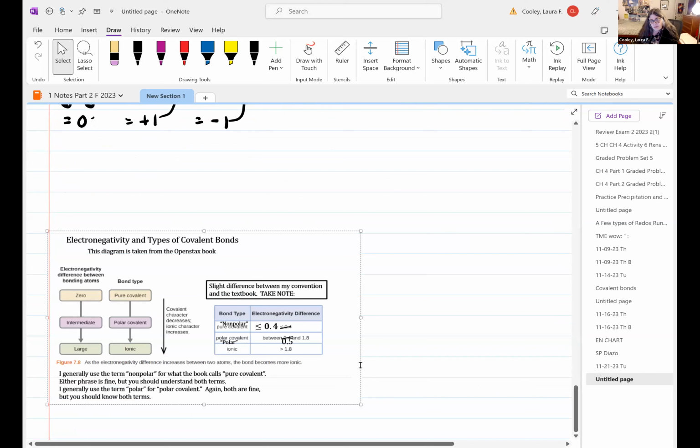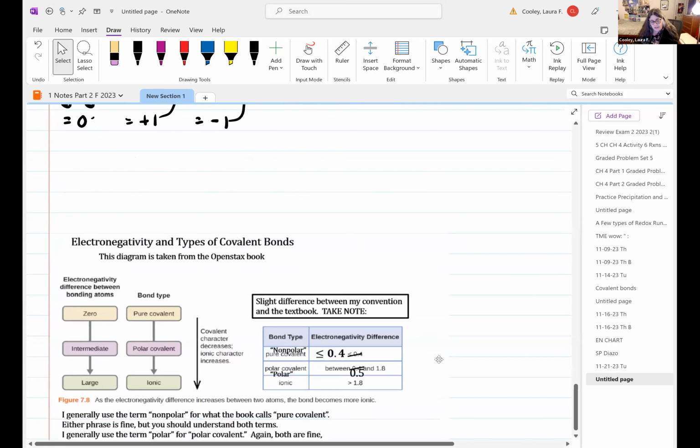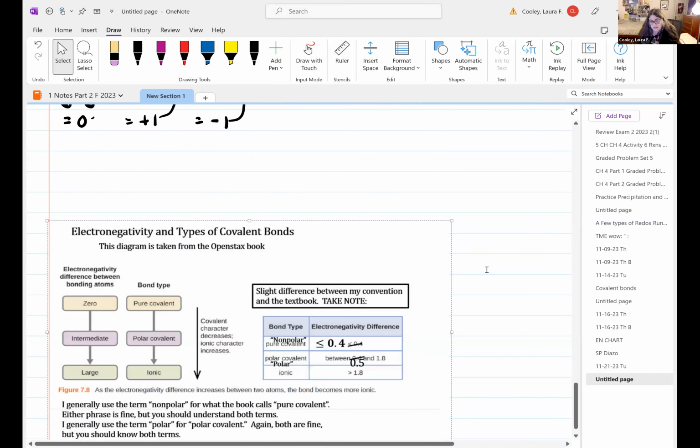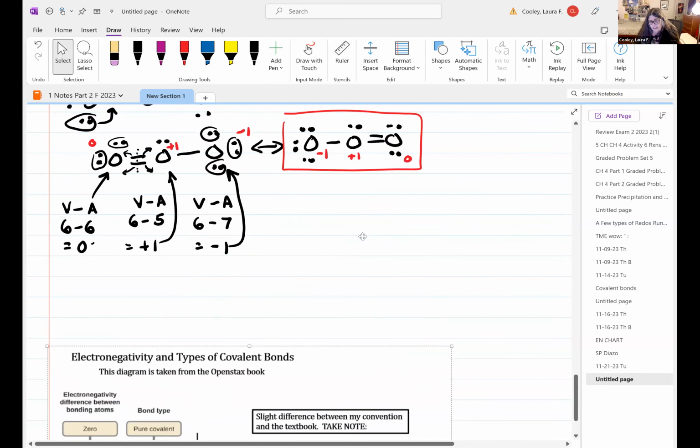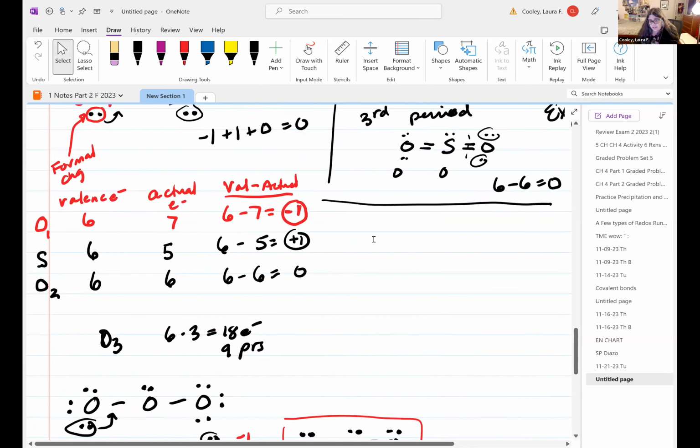Right, so this is the table from the book. However, the book has a slightly different criteria than what I use. I say to be polar, it has to be greater than or equal to 0.5, and it can't be above 1.8, but I didn't talk about that too much in class because I didn't talk too much about ionic compounds. But anyway, you could see that difference in electronegativity.